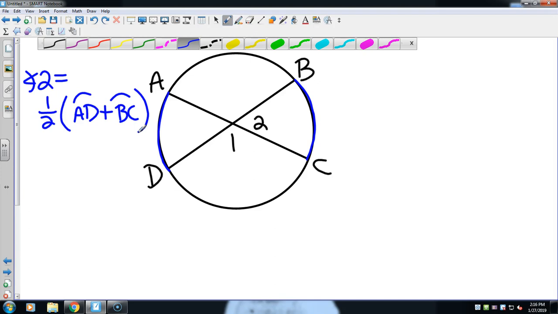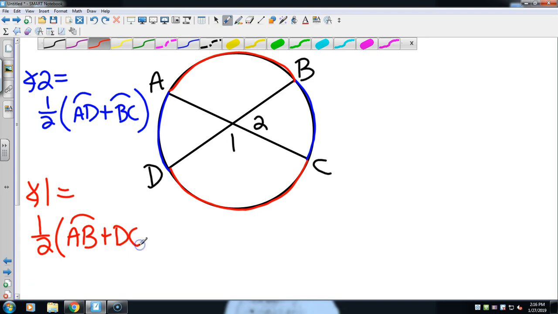So you can probably see where we're going with the next one. I'm going to put it in red. Angle one is going to be one half of the sum of its intercepted arcs. So angle one is equal to one half of the sum of arc AB and DC. Okay, pretty basic, just one half the sum of the intercepted arcs. So we've got three more to go.